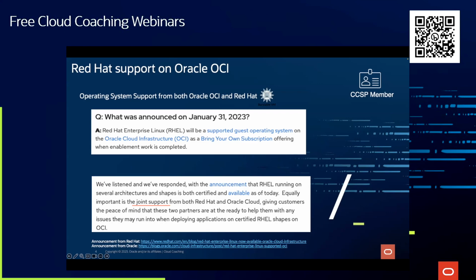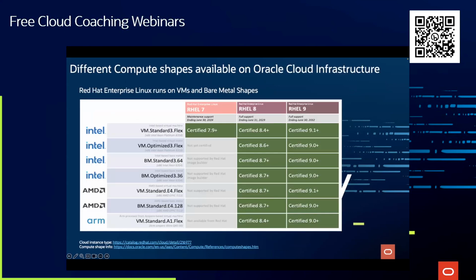Oracle is also a member of Red Hat's Certified Cloud and Service Provider Program. It's the CCSP. And the benefit of Oracle joining the CCSP program is that together we and Red Hat are certifying the compatibility and the performance of OCI and Red Hat Enterprise Linux. Let's move on. I think that's a good story for customers. Let's see what environments Red Hat Enterprise Linux can run on Oracle Cloud Infrastructure.